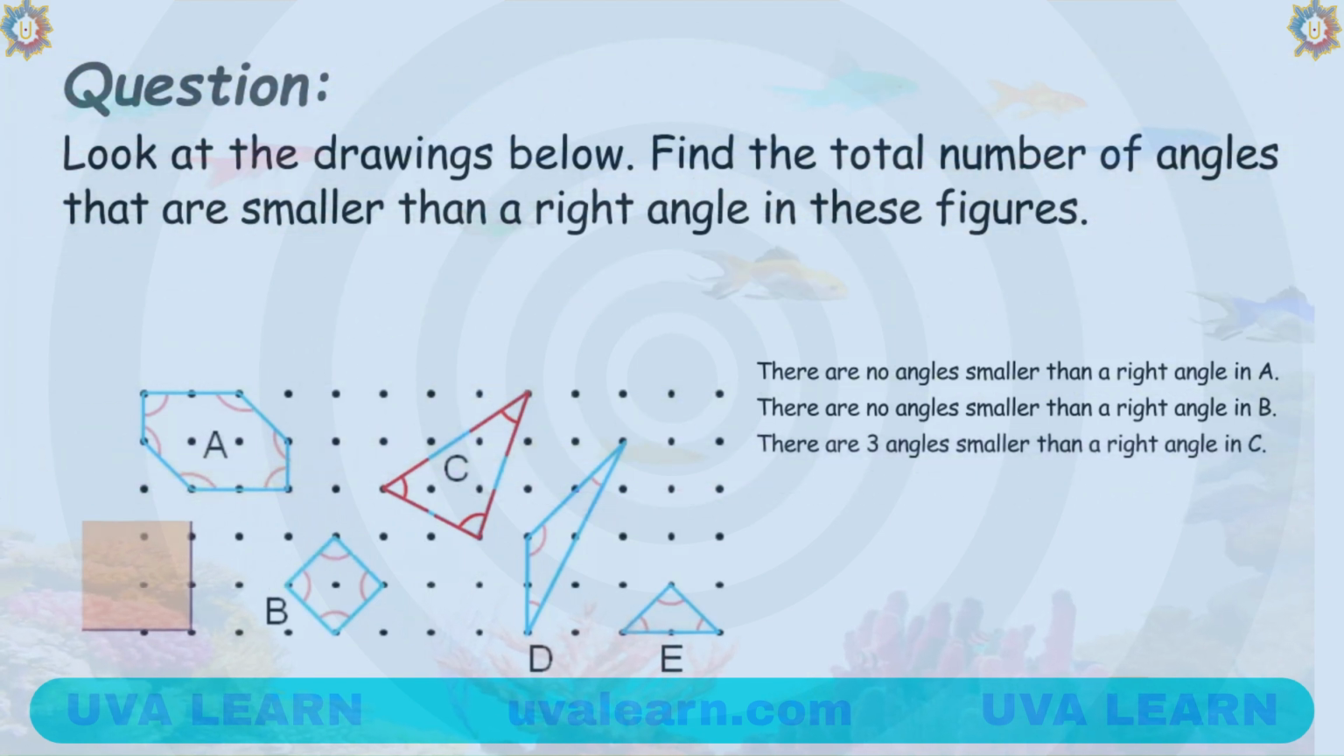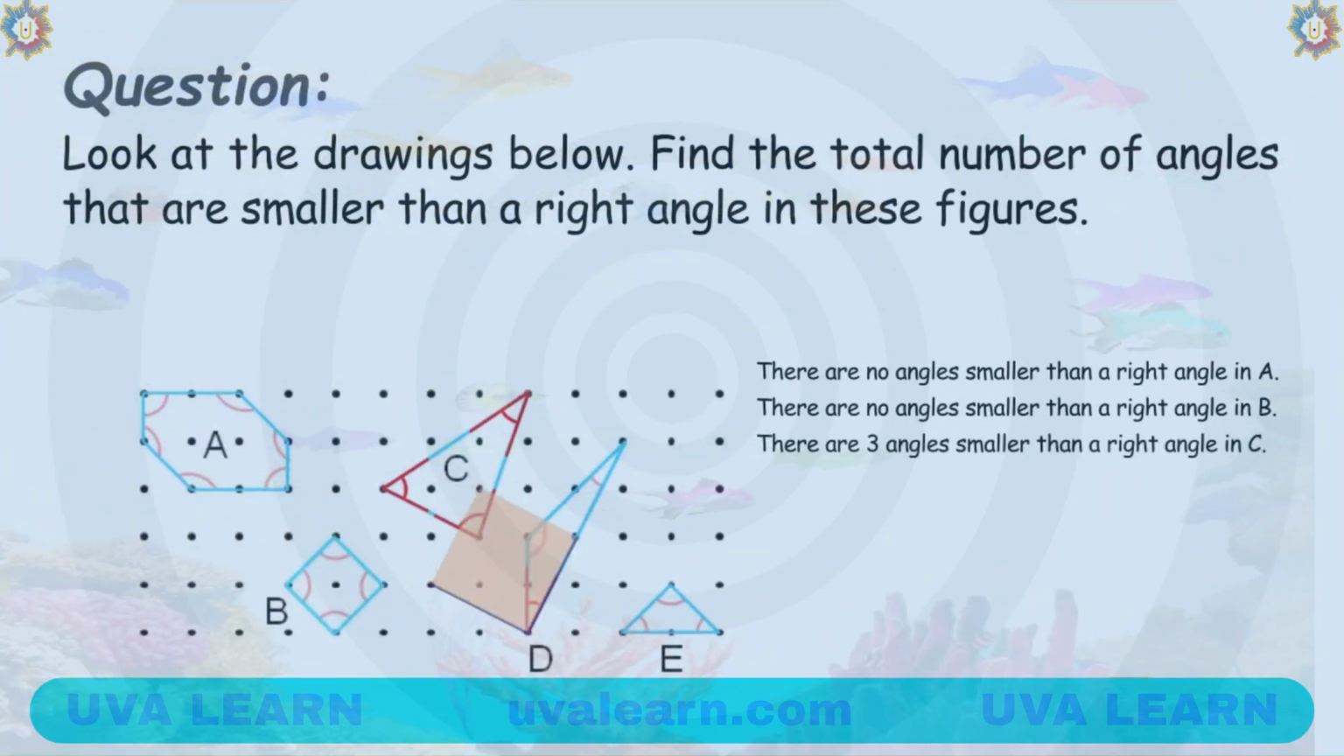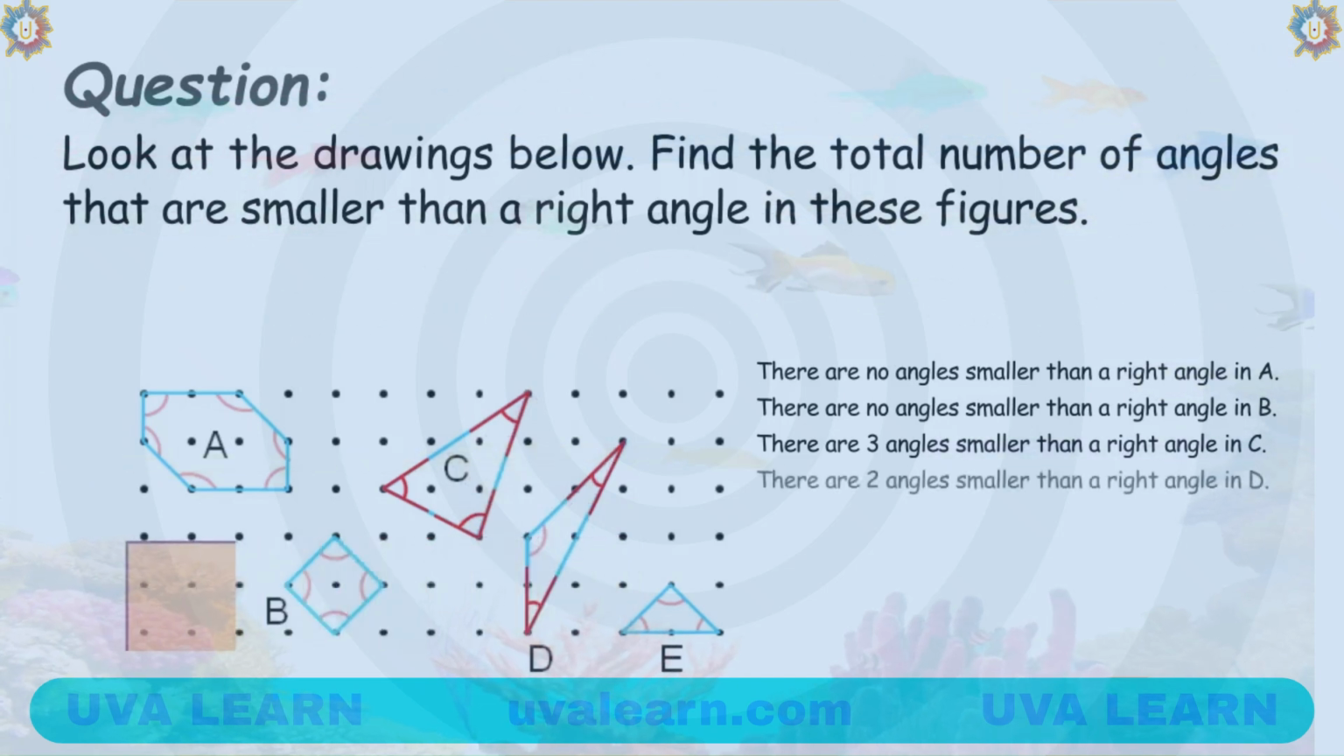Let's apply the same to drawing D. 1, 2. So, for drawing D, there are 2 angles smaller than a right angle. And the other angle is greater than a right angle.